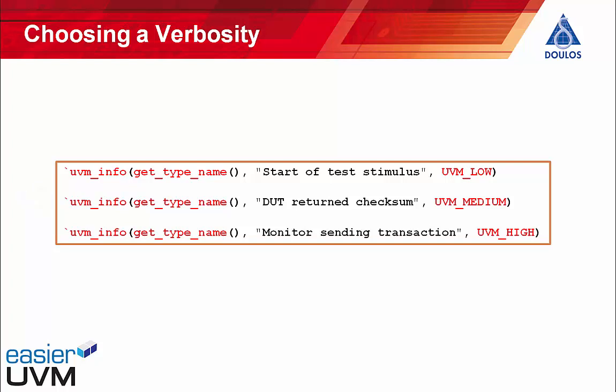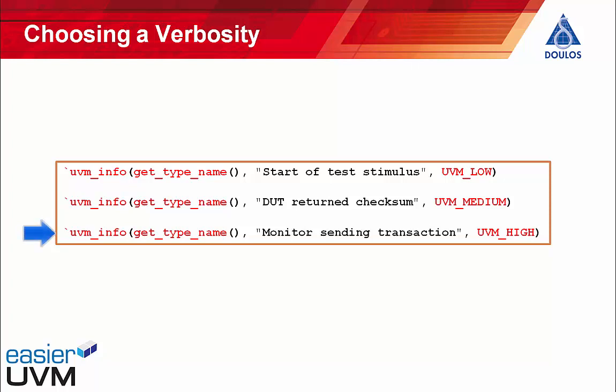Messages with a lower verbosity level are more likely to be output, of course. So messages of a lower level, such as UVM_LOW, should only be used for really important messages that you always want output. For example, start of test stimulus, which is telling us that we're actually going to generate some stimulus for our test. That might be an example of a message that you always want output, so we've chosen UVM_LOW as the verbosity. Higher verbosity level messages are less likely to be output, more likely to be filtered.